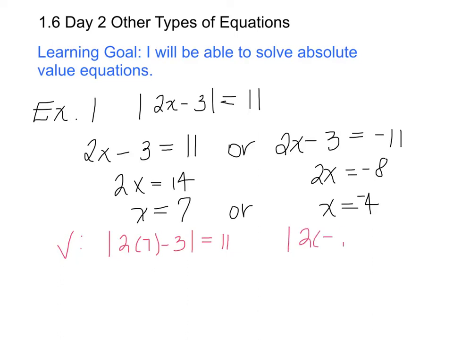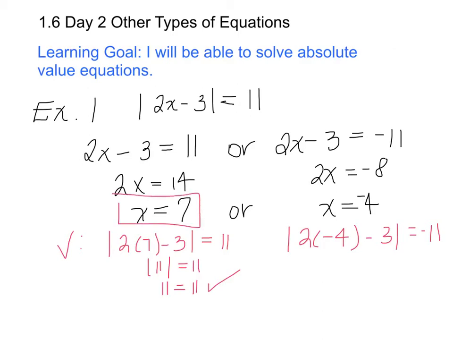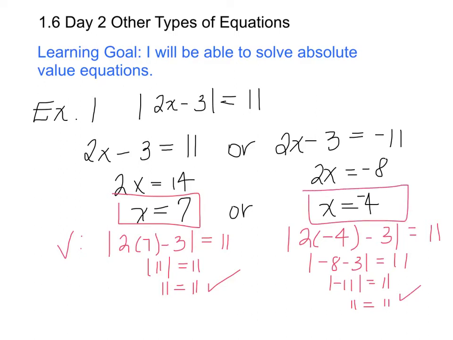Because they may or may not work. So here we get 14 minus 3, the absolute value of 11 does equal 11. So that one works. And then we'll try negative 4. Excuse me, that's supposed to be an 11. And we get absolute value of negative 11, which is 11. So that one works. So this one will have two solutions.